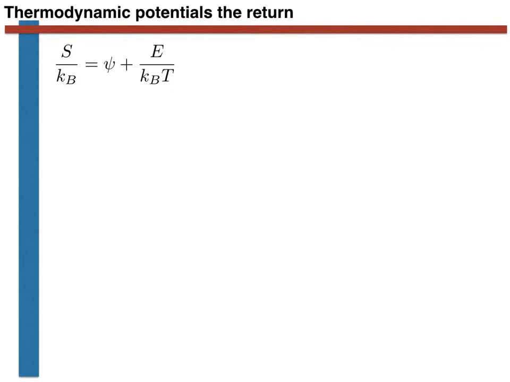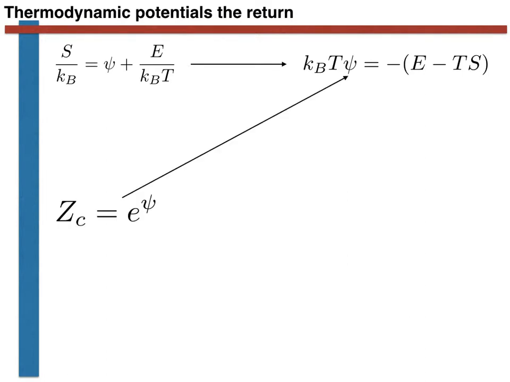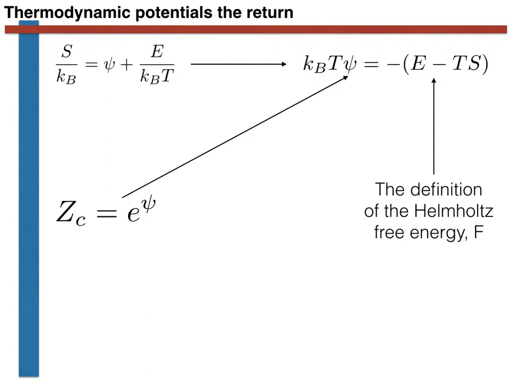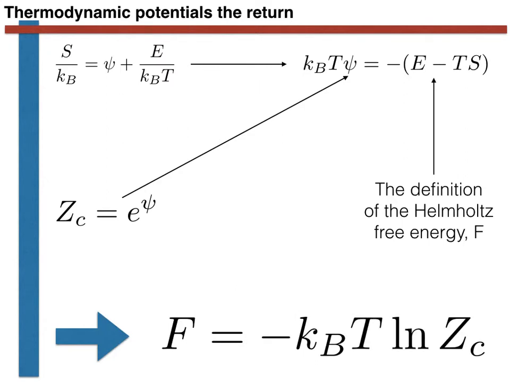Rearranging this expression, we can then get to the following. We now recall that phi in this expression is related to the canonical partition function by the equation shown here. In addition, E minus Ts is the definition of the Helmholtz free energy, F, that we introduced when discussing thermodynamic potentials in the context of classical thermodynamics. We thus arrive at the following rather pleasing interpretation for the definition of the Helmholtz free energy. The Helmholtz free energy is simply minus kBT multiplied by the logarithm of the canonical partition function.